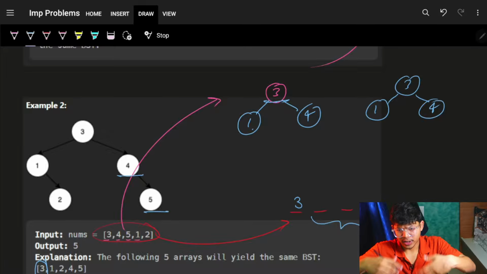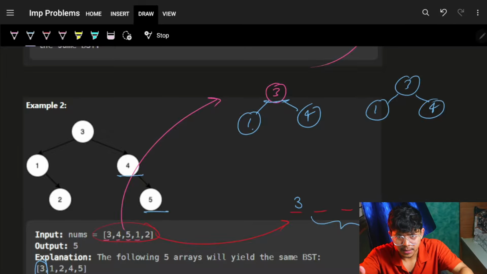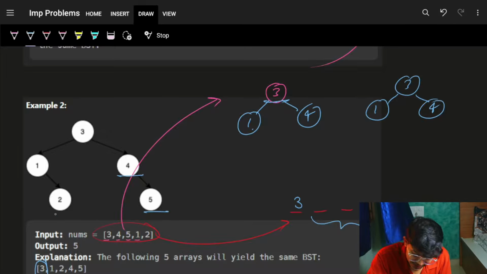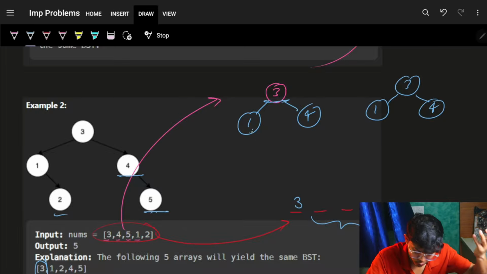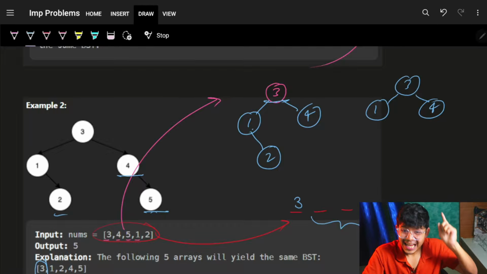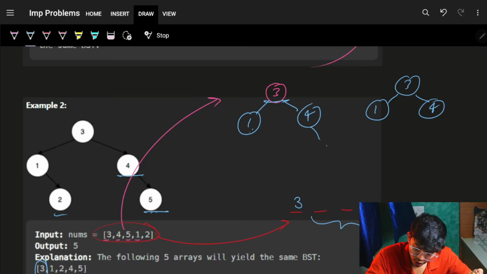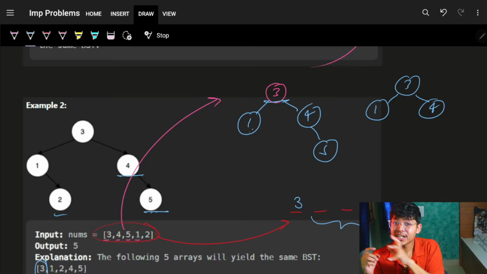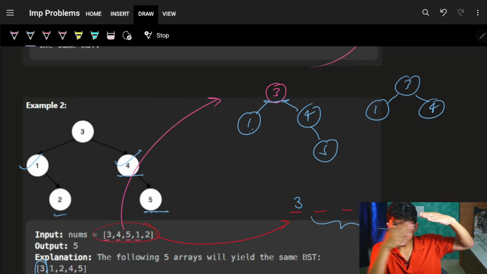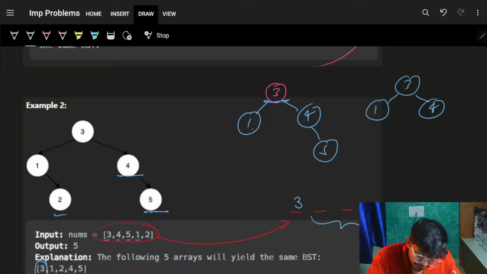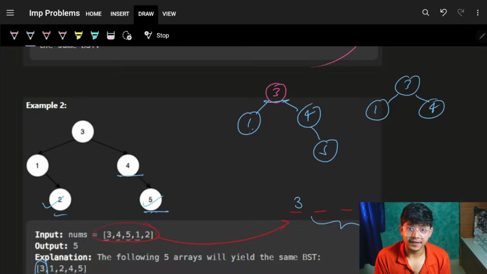After this, let's say the 3rd or the 4th number is coming in, it can come as either a 2 or a 5. Let's say it would have come as a 2, it would have gone here. If it would have come as a 5, it would have gone here. Still, the structure is changed. You saw here, after 3, 1 and 4 can come. After 1 and 4, 2 and 5 can come.